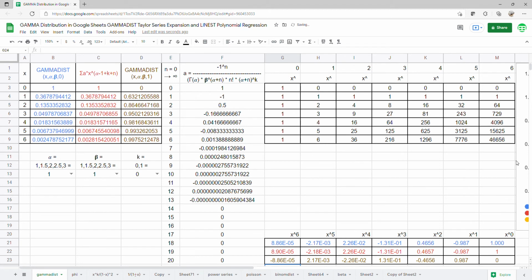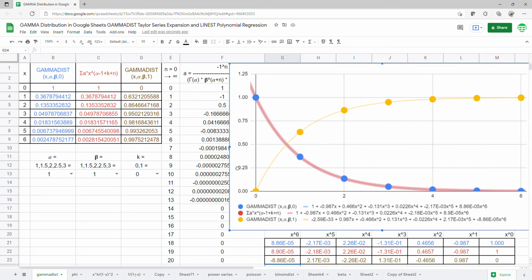Now let's compare our coefficients with the chart. Coefficient of x to the 0 is 2.59 times 10 to the minus 3. Coefficient of x, negative 0.987. Coefficient of x squared, negative 0.466. Coefficient of x cubed, negative 0.131. Coefficient of x to the 4th, negative 0.0226.